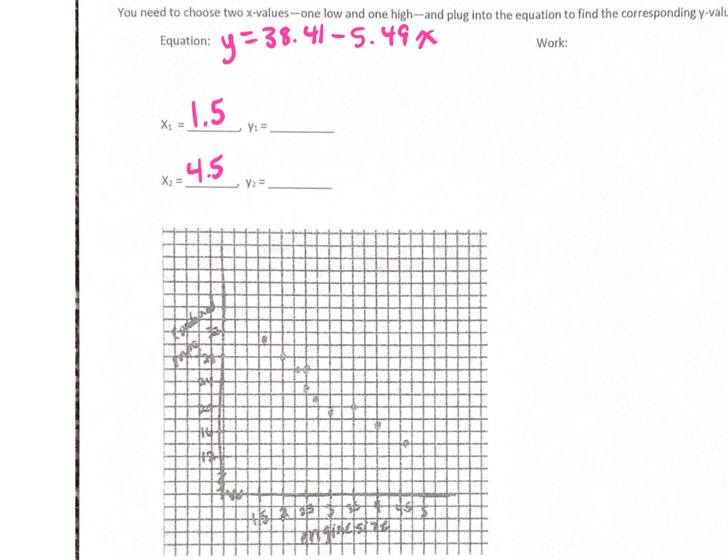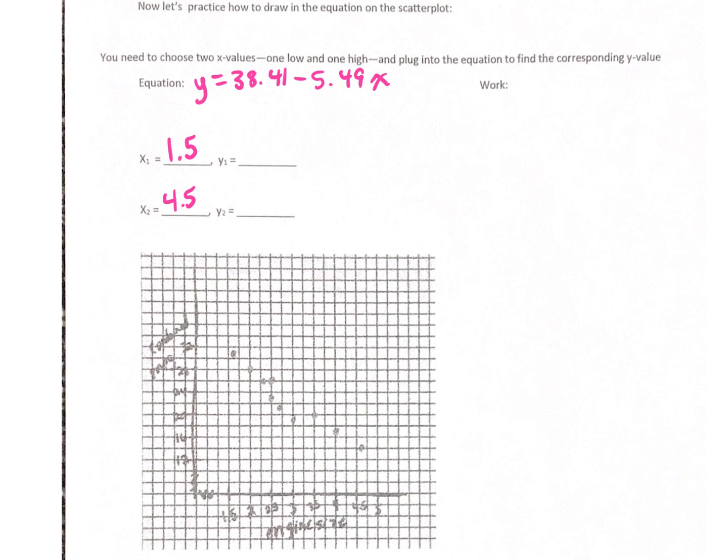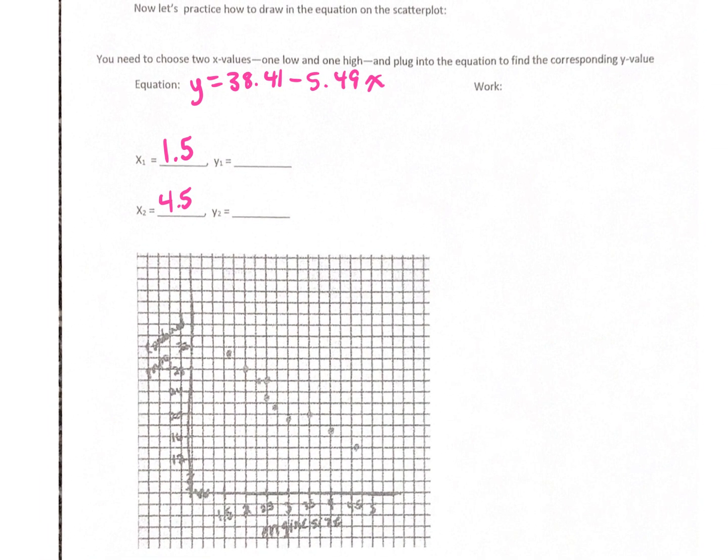And then all we've got to do is actually do the math, do the work. We're truly just going to plug in. So we're going to do 38.41. I'm going to need help here, guys, with your calculators. Minus 5.49 times 1.5. And we want to come up with what that corresponding y value is. 30.175. Okay, 30.175. Sounds good. Thanks, Aiden.